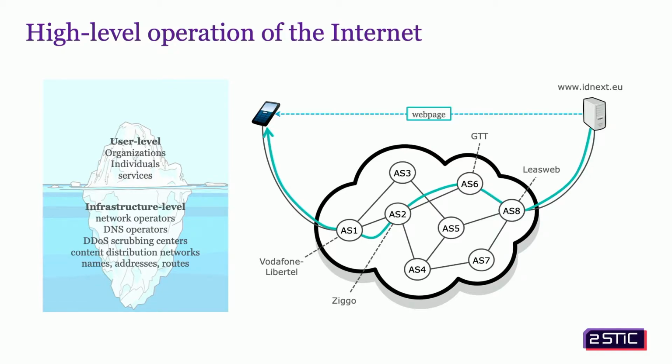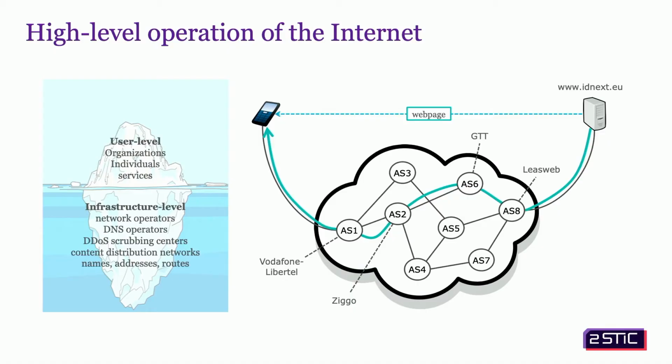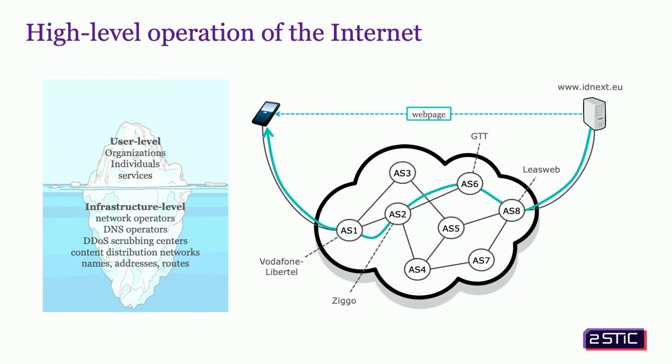And if you do a traceroute on your laptop, that's a command to get this type of information, you will discover, at least when I do that at home, that your traffic goes through Vodafone Libertel, Ziggo, GTT, and LeaseWeb. So there are all kinds of different organizations between you and the server from which you obtain your information.